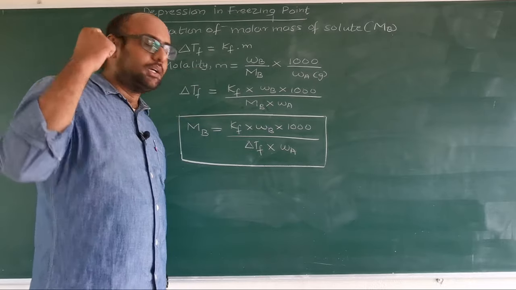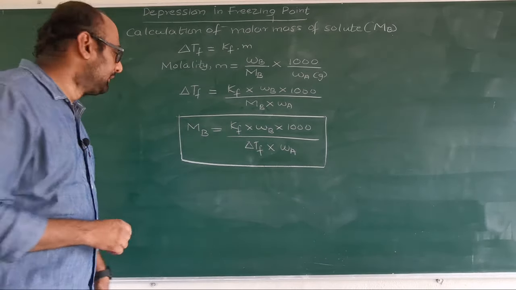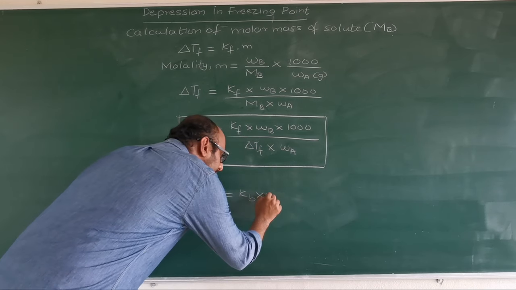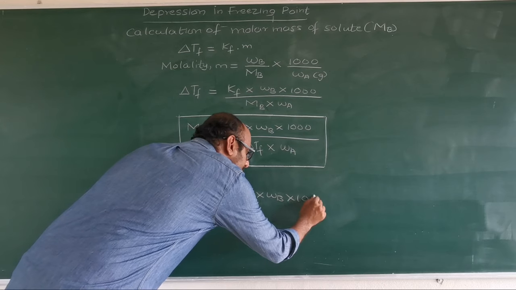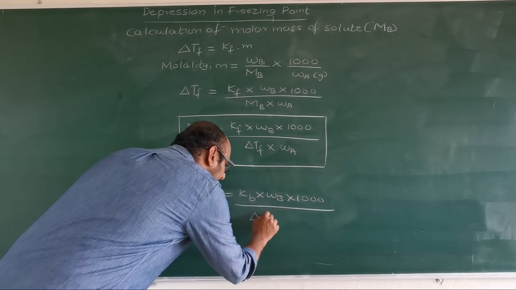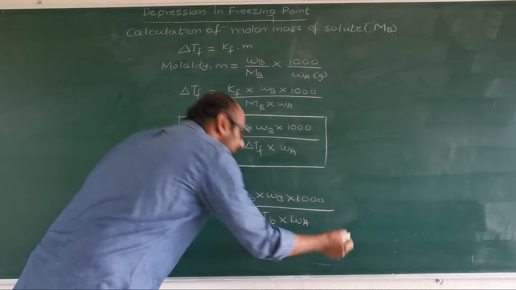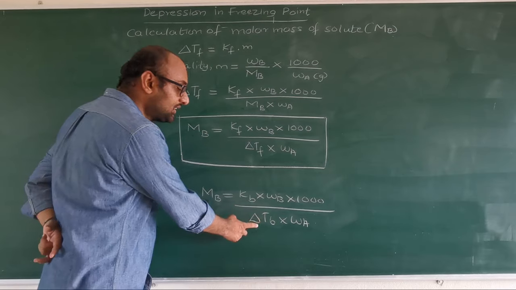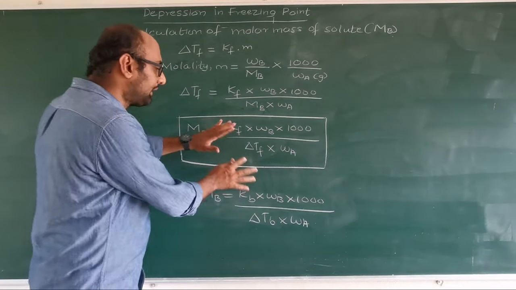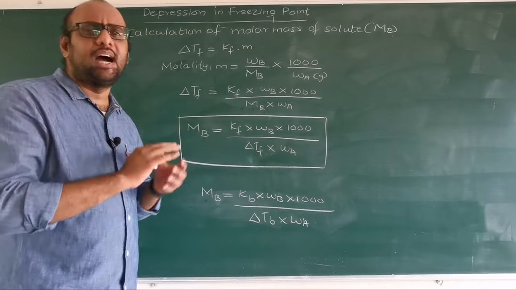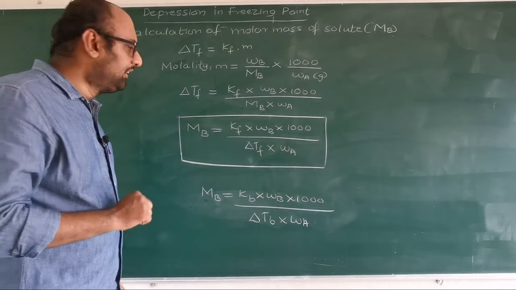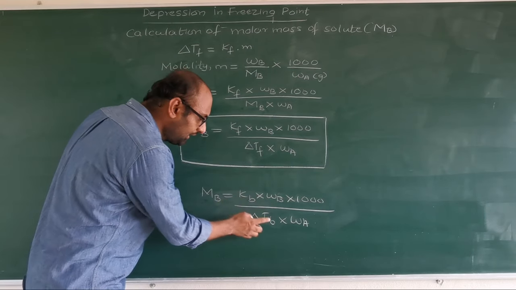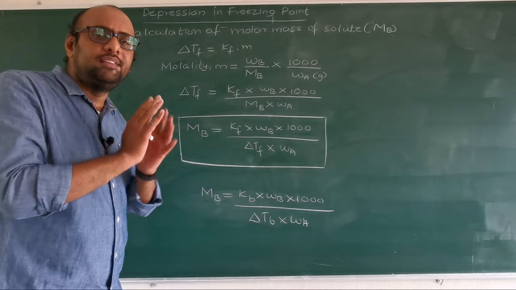There you used the elevation in boiling point. That was MB equal to KB into WB into 1000 divided by delta TB into WA. This is the expression of molar mass when you are using elevation in boiling point. Now look at both equations. They are almost identical, very similar. The only difference is here you are considering freezing points, but here you are considering boiling points.